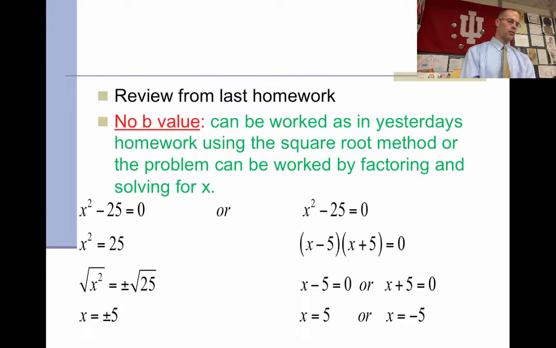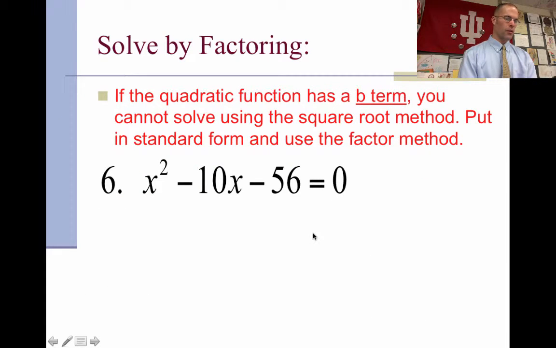Alright, so review from last night. If you had x squared minus 25 equals 0, you're going to add the 25, take the square root, so we get plus or minus 5. Same thing for your factor, we get plus or minus 5. So if the quadratic function has a b term, you cannot use the square root method. But if there is no b term, you can use the square root method.